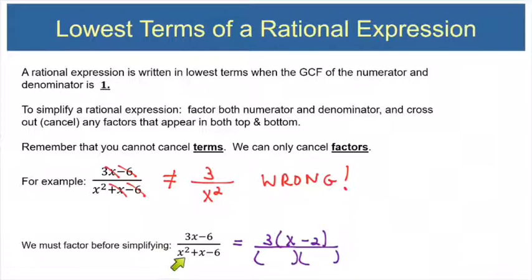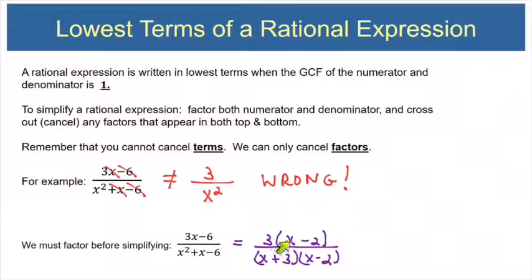First times first is x squared, so I'm going to have x times x here. Now the last term is negative, so that tells me these signs must be different. And 6 could be 3 times 2 or 1 times 6. I'm going to use 3 times 2 because that way I can get the middle term to add up to positive 1x. Okay, now that it's in factored form, notice it's 3 times x minus 2 over x plus 3 times x minus 2. So this is all factored.